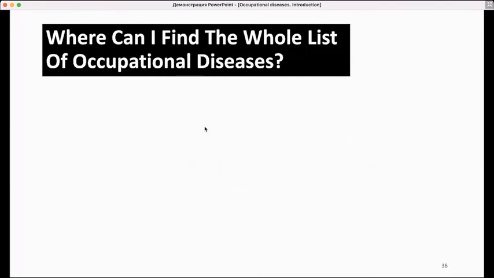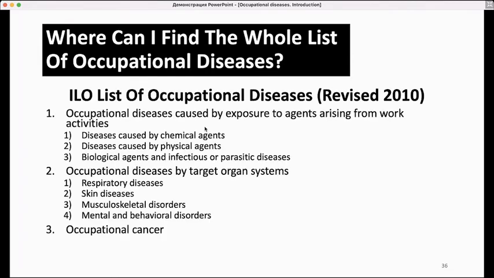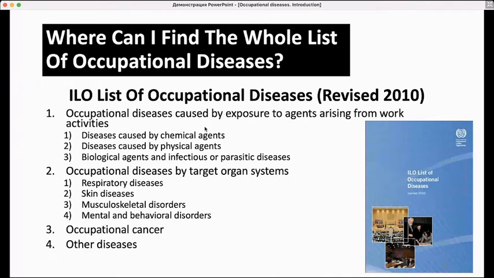The next question: where can I find the whole list of such occupational diseases? The answer is simple. We have the ILO, or International Labour Organization, list of occupational diseases. It is a universal document for all countries. And it was last revised in 2010.